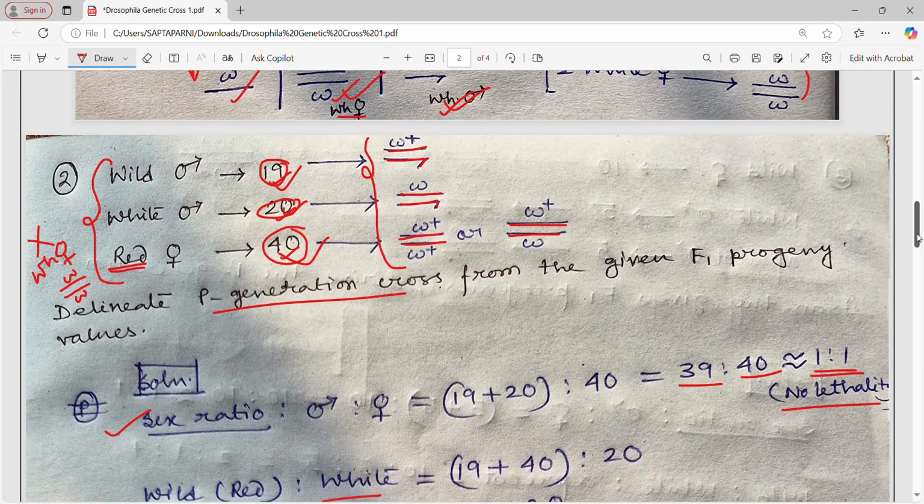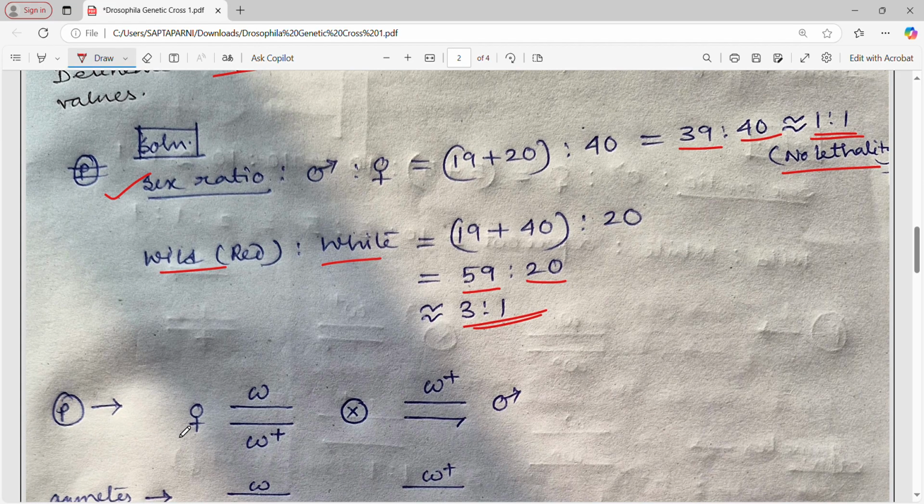See here, what I have told you, whenever you get the progeny values or progeny genotype, you have to look into the male's genotype. See here two males are present. One male has W plus allele on its X chromosome and another male has W allele on its X chromosome. Now we know that the male gets their X chromosome from mother. So obviously one of the mother's X chromosomes will have W plus allele and another one will have W allele. So let's draw the mother's X chromosome. This is the mother. So one of the X chromosomes will have W allele and another one will have W plus allele. Okay, got it?